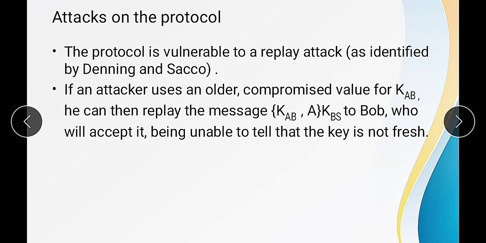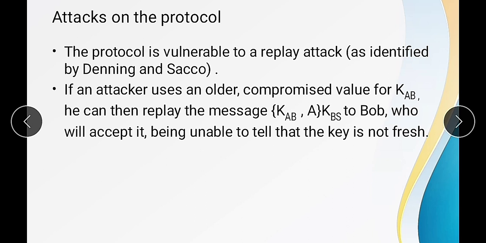Okay, now let's start with the attack which is possible on this symmetric key algorithm. As we know, this is a protocol which is also vulnerable. This protocol is vulnerable to the replay attack. So what is a replay attack? We should understand before going further. A replay attack is an attack in which the attacker can use previous or older tickets which were provided by the server to Alice or Bob for the communication between Alice and Bob.